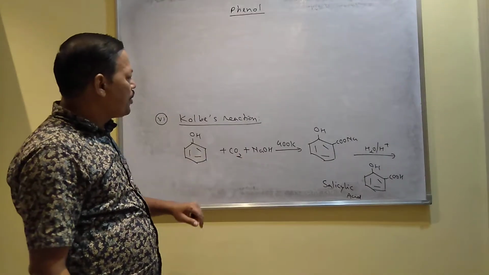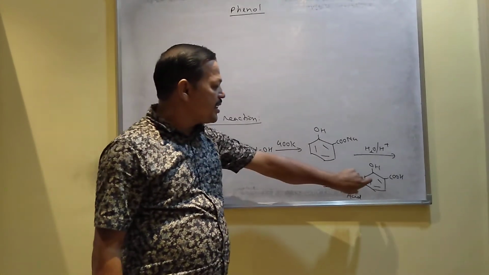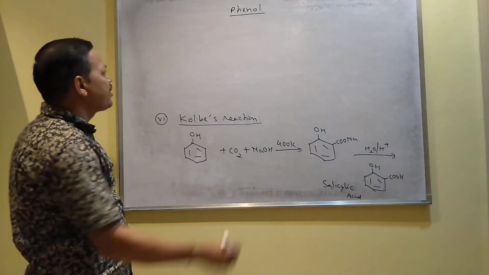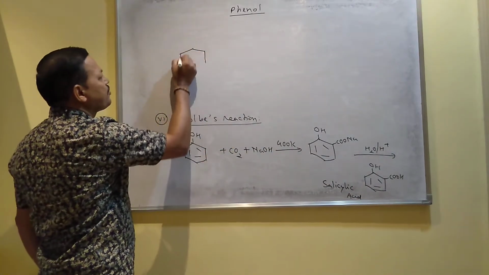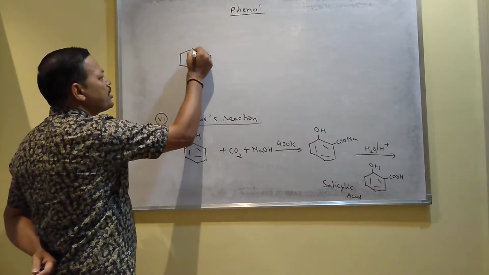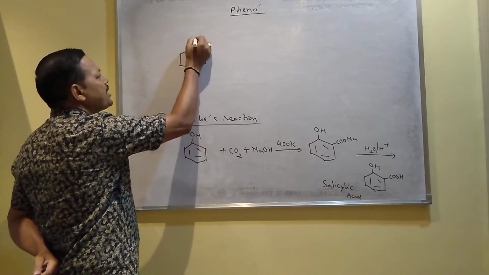So this is about the Kolbe reaction, and in the Kolbe reaction you will get salicylic acid as the product. And what is the use of salicylic acid? This is not part of the Kolbe reaction. The Kolbe reaction is only this one. So this is just the use of salicylic acid.